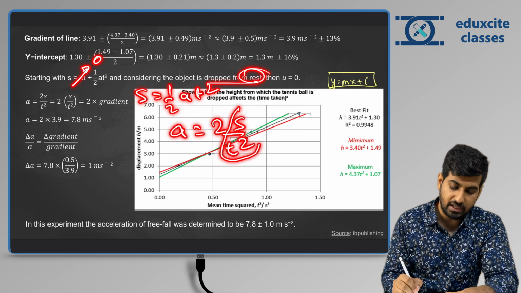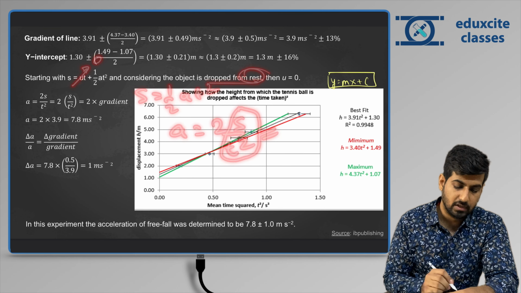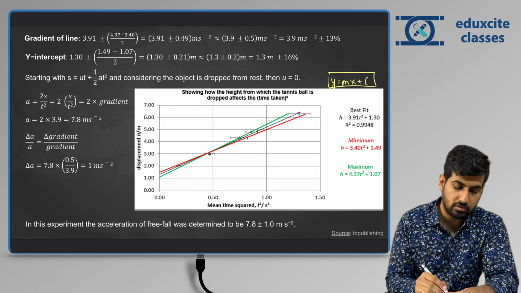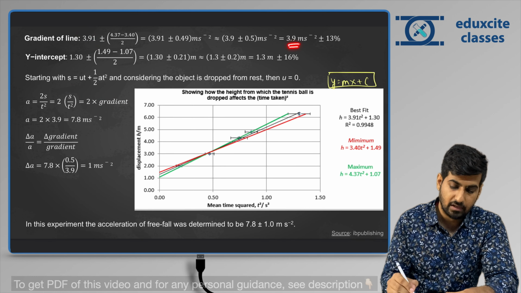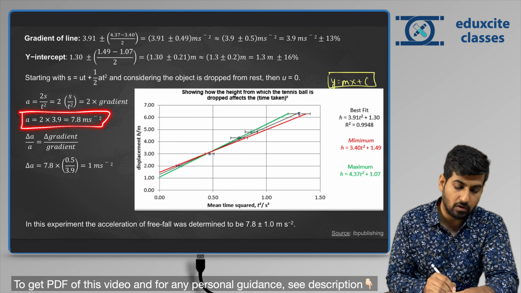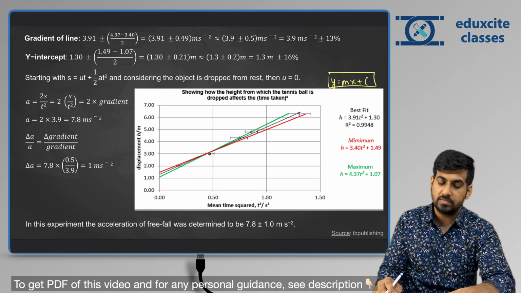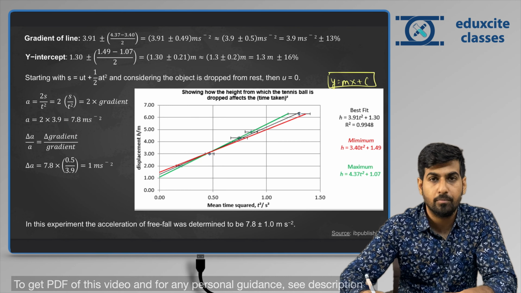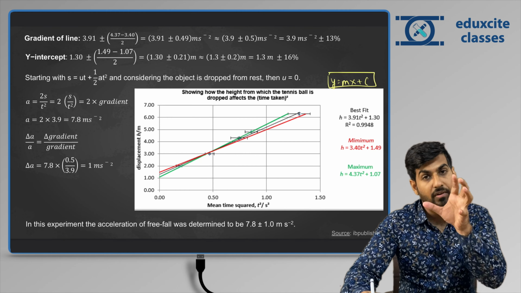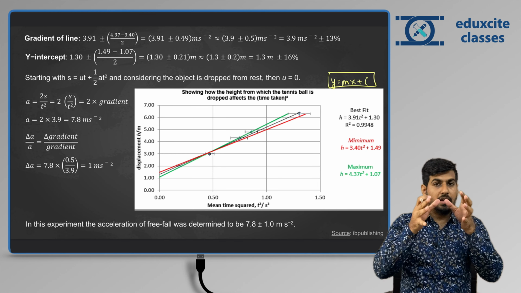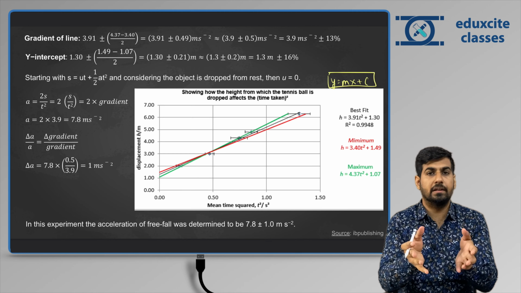So s upon t squared we have already from the graph, so 2 times s upon t squared is the gradient. Now the gradient we already know is 3.91, or 3.9, so directly use this. So the acceleration of the free fall of the tennis ball from our data comes out to be 7.8 meters per second squared. This is the final answer from the graph we are measuring, conducting all our experiment, all our data.